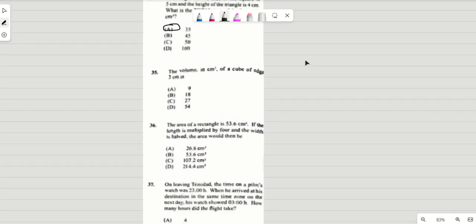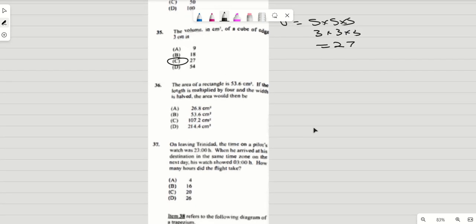Right, then this one was repeated. The volume in centimeters cubed of a cube of edge 3 centimeters. I believe the answer was C, 27. Volume is side times side times side, which is 3 times 3 times 3, which equals 27. Right, this one as well was repeated. I believe the answer is C.